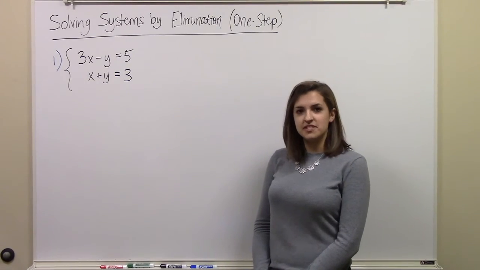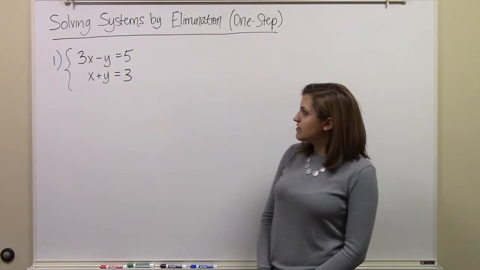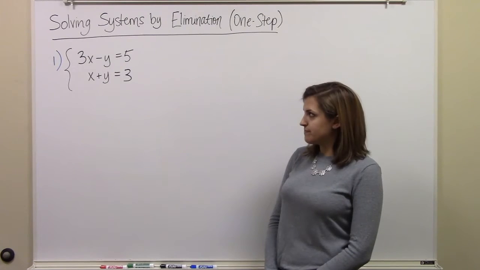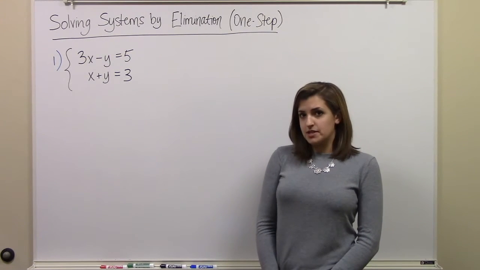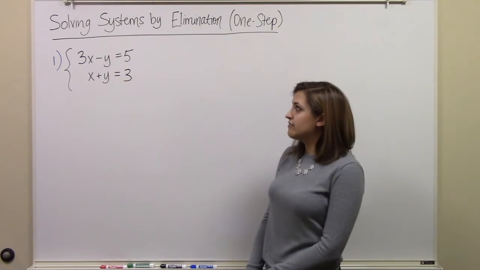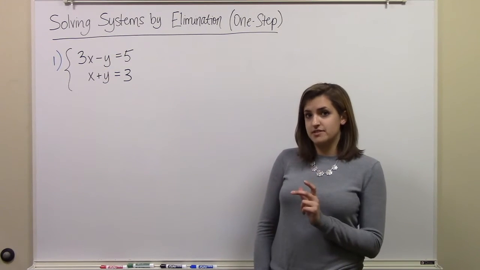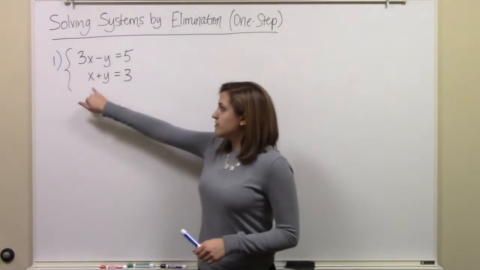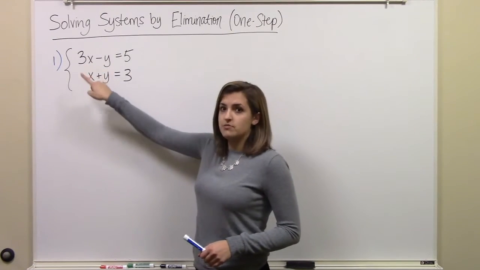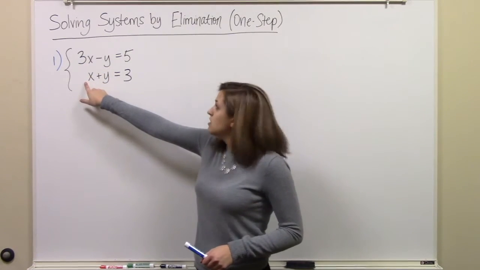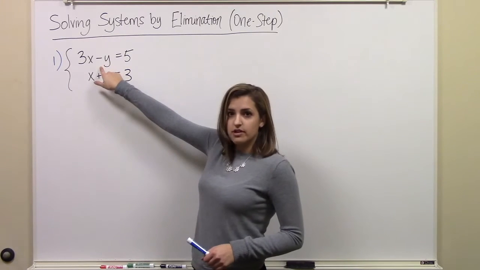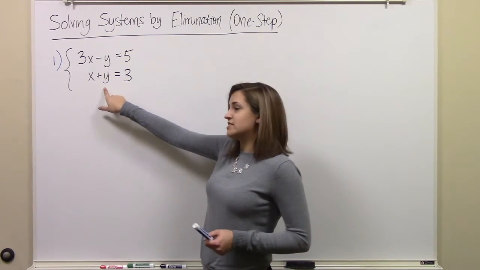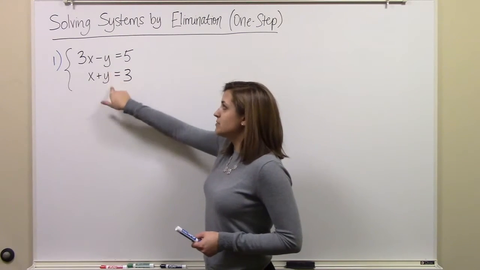All right, so in our first example, we're given a system where we have 3x minus y equals 5 and x plus y equals 3. Now our first step is to make sure that we have coefficients that are opposites of one of our variables. So let's look at our coefficients here. Well, for x, we have 3 and we have a 1 here. For y, we have -1 and we have +1. Those sound like opposites to me. So we're going to deal with y.